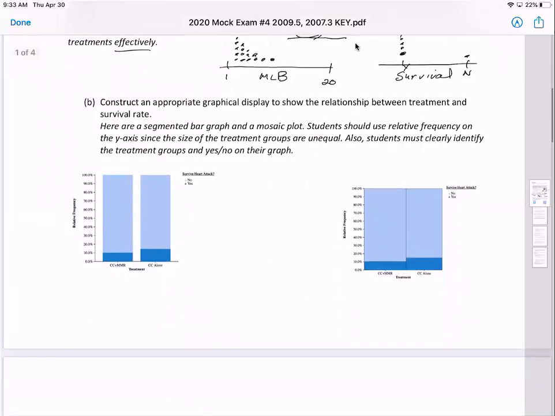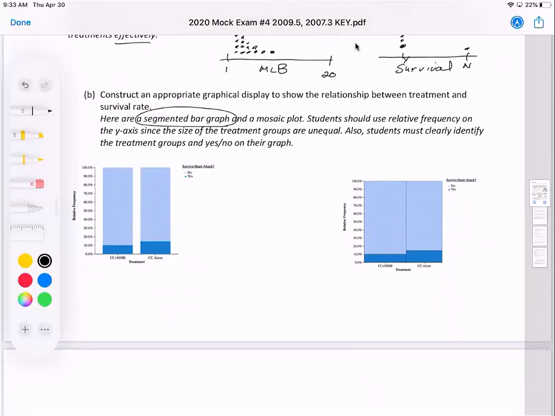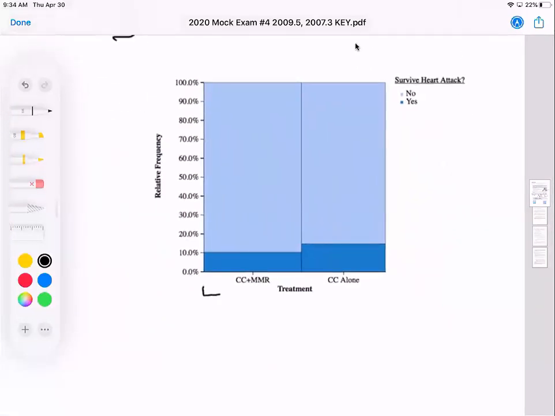So that's replication. Construct an appropriate graphical display. I've given you two options here. Now, we just learned, after I made this exam, that you won't have to make any graphs. So maybe what we could do is review how you would talk about graphs like this. We have a segmented bar graph. We have one of my favorites, a mosaic plot. Remember, in a mosaic plot, this width shows that there were slightly more in that treatment group compared to this width, which is a little bit thinner.